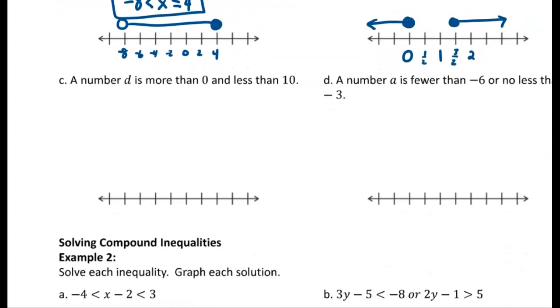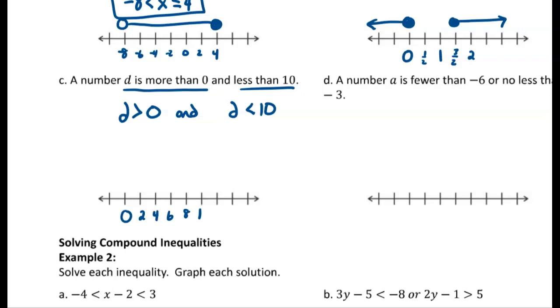Okay. On C, a number D is more than 0, so D is greater than 0, and less than 10. D is less than 10. Okay, so if we go here, I'm going to go 0, 2, 4, 6, 8, 10. Okay, D is greater than 0 is an open circle at 0 going to the right, and D is less than 10 is an open circle at 10 going to the left. See how they're pointing to each other? They're going to connect. So what I'm going to do is I'm just going to make them connect, and then I have 0 is less than D is less than 10.